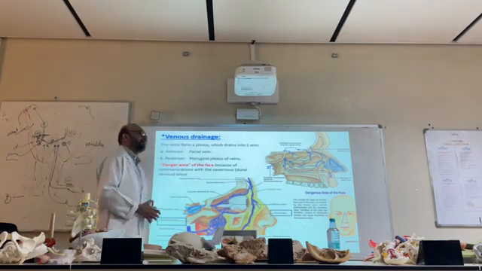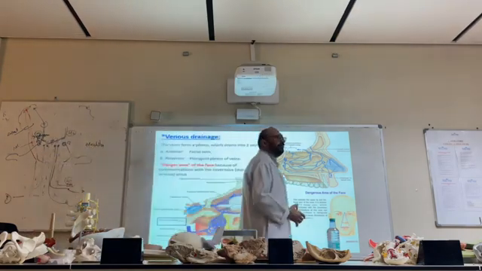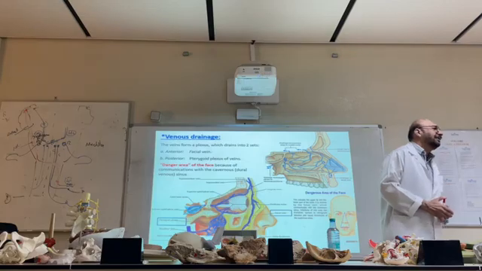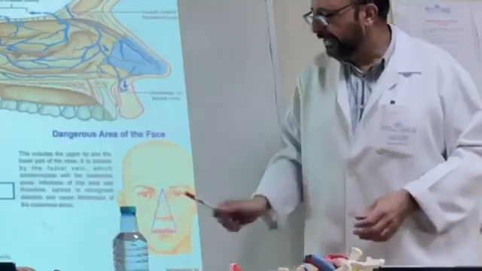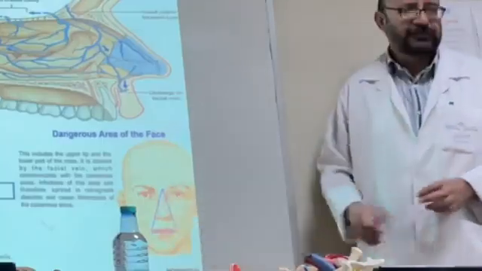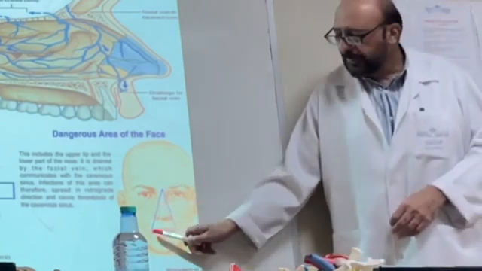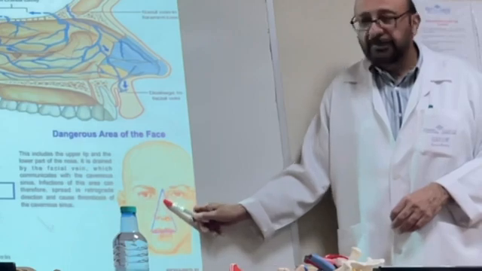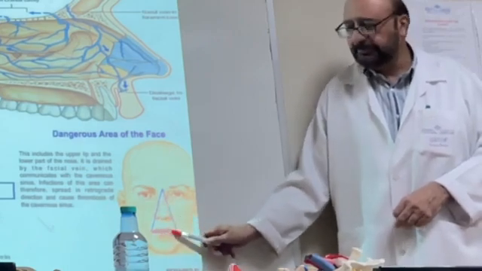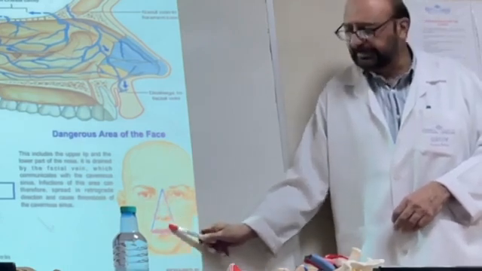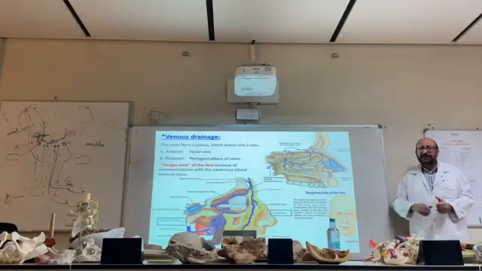Venous drainage of the nose is very important. On the face, we have a very special area which is known as the danger area of the face. That is this triangular danger area of the face. It includes the nose, the whole of the external nose. It includes the upper lip and the area between the philtrum and other areas. This is known as the danger area of the face.